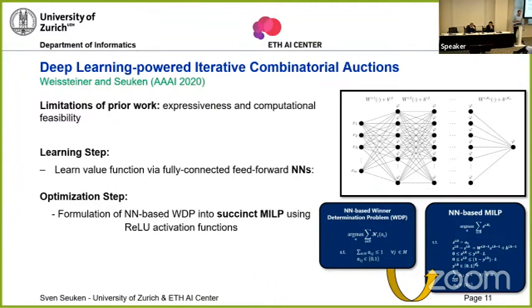And this we figured out by using a ReLU activation function in this neural network, allowing us to reformulate the neural network-based winner determination problem into a neural network-based mixed integer linear program, keeping this problem tractable. And here we found that using neural networks instead of support vector regression algorithms, we could further improve the efficiency compared to the prior work.